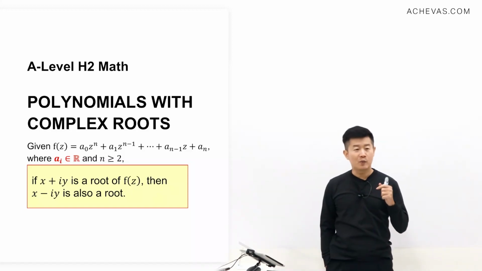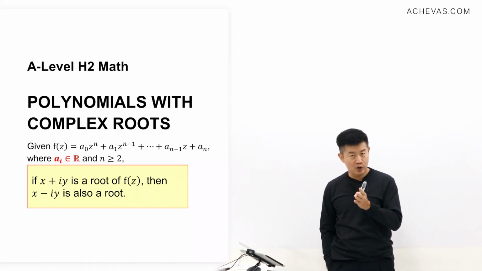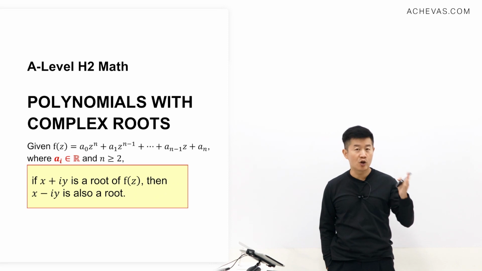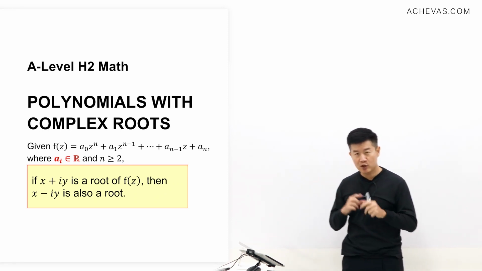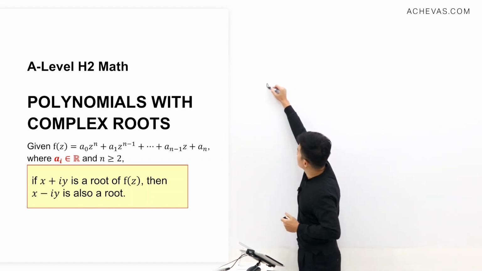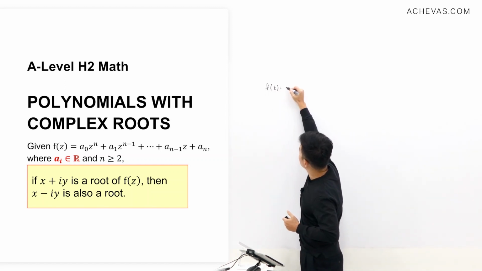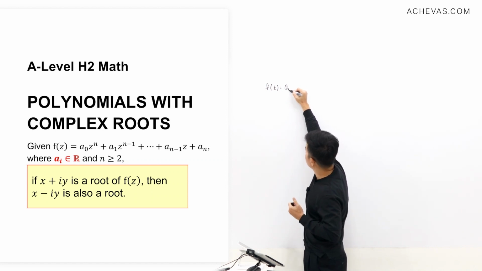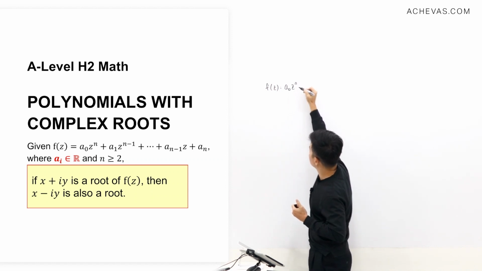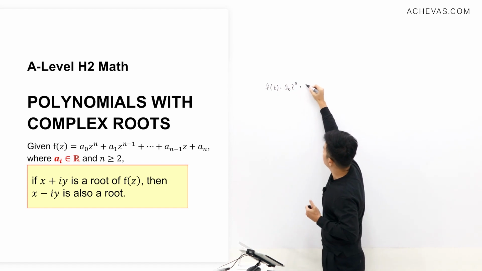Let's discuss why it is that when a complex number is the root of a polynomial, then automatically the conjugate of this complex number will also be the root of the polynomial. So for a polynomial in general, let me write f(z) to be equal to the coefficient of the highest powered term in the polynomial. Let me go for a0, then z to the power of n. And the next term, a1, will be for the second highest power, so z to the power of n minus 1.